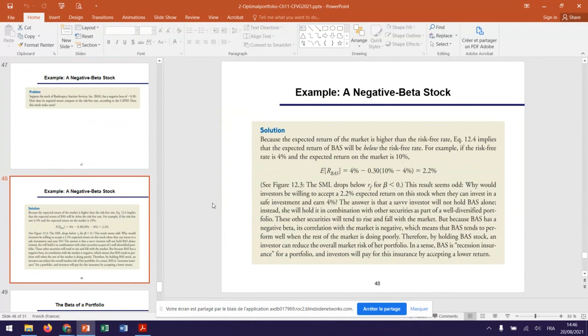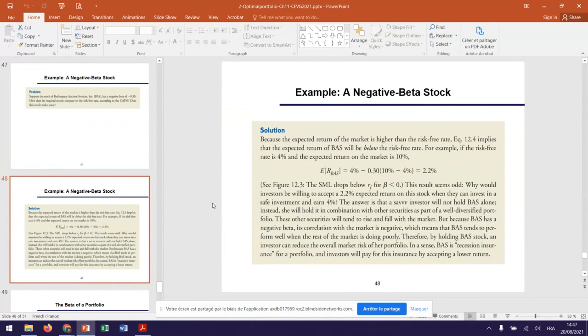Why would an investor be willing to accept only a 2.2% expected return on this stock when they can invest in the same investment and earn 4%? The answer is that a savvy investor will not hold BAS alone, and this BAS stock has great potential to be used to diversify the risk for the investor. So this BAS stock should normally be held by an investor who holds other stock as well.